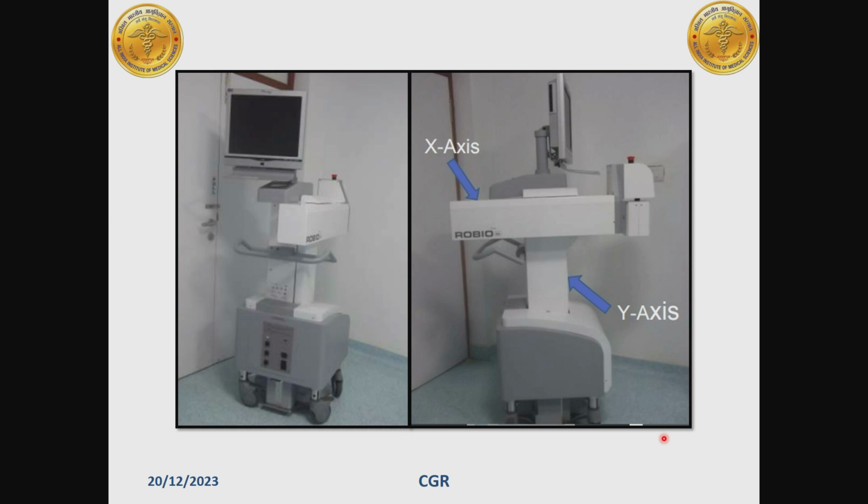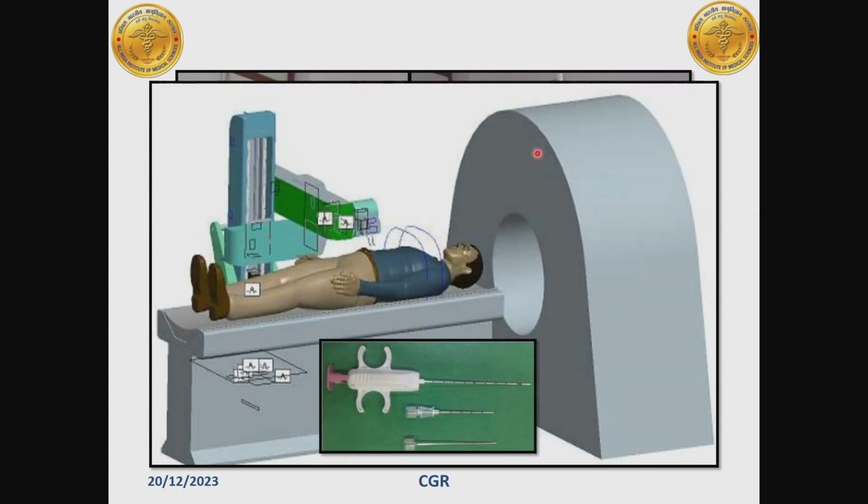Now, this is the Robio machine, and on this monitor, we plan the trajectory and the placement of the needle. This is the robotic arm, which can be moved in both the X as well as the Y axis as per the command given by the user. Once the patient is positioned and the procedure is planned, the arm automatically moves towards the site of biopsy, following which the coaxial needle is placed.